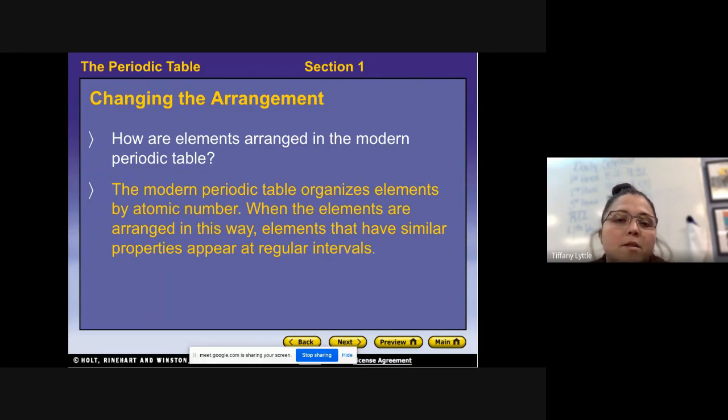So when elements are arranged by atomic number, elements have similar properties at regular intervals, meaning every 8 elements will start to repeat chemical properties over. And so based on where something is on the periodic table, we can predict what it will bond with, if it will bond violently or not, and lots of other different things about the element.